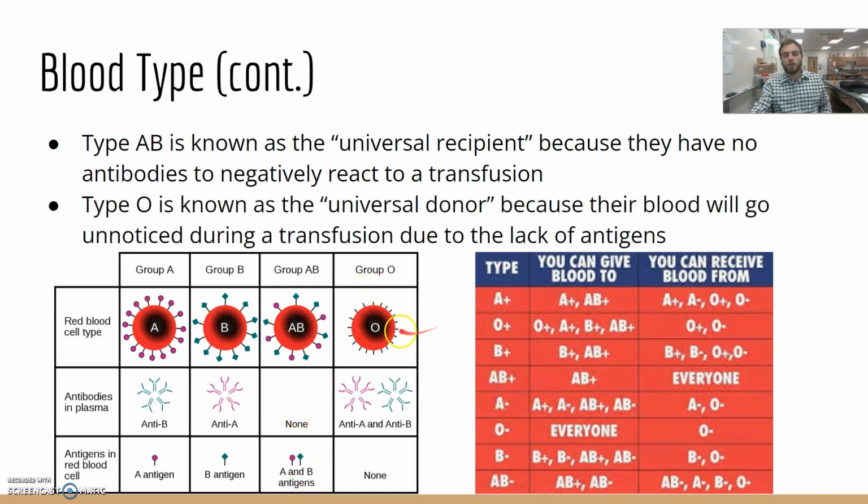Type O is the universal donor. They have no antigens and have antibodies against type A and type B. So if type O blood is mixed with any non-type O blood, it's going to recognize it as a foreign invader, and those antibodies are going to attack it. So you can see this chart here. We'll go into the positives and negatives next, but basically B blood can donate to B blood, A blood to A blood, O blood can go to anybody, and AB can only receive AB.